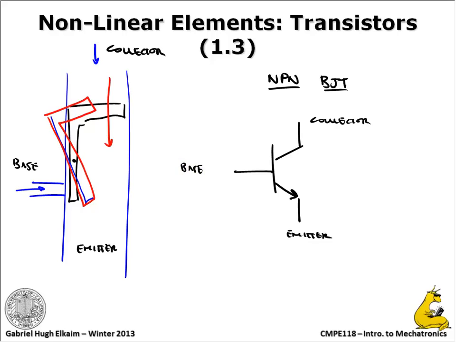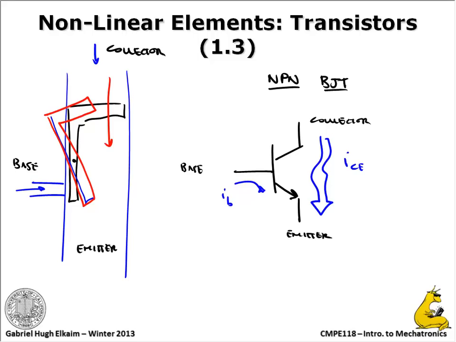So the idea is that I'm going to flow current into the base, and in exchange, I'm going to get a much bigger current flowing by from the collector to the emitter. So this is a current-controlled valve. A transistor is a current-controlled valve. I put some current on the base, I get much more current flowing across, as well. And again, because it can't accumulate anywhere.